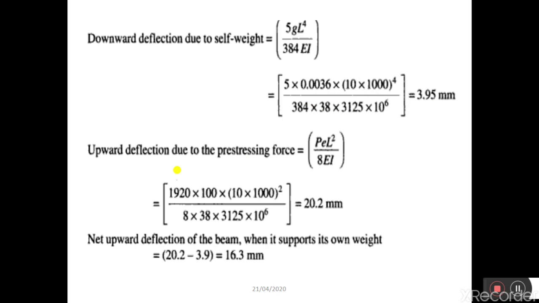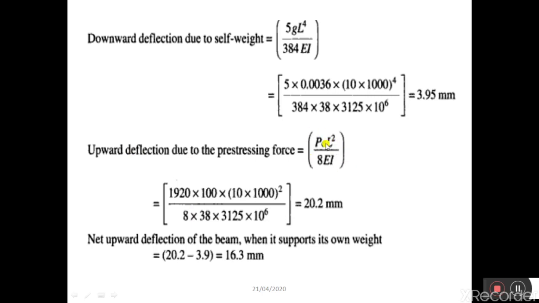The deflection due to prestressing force is always in upward direction, because when the cable is tensioned and anchored, the cable will try to regain its original shape and size. So during this process, what will happen? The cable will undergo hogging shape. Hogging shape means the deflection will be in upward direction. Therefore, upward deflection due to prestressing force is equal to 5PeL² by 8EI.